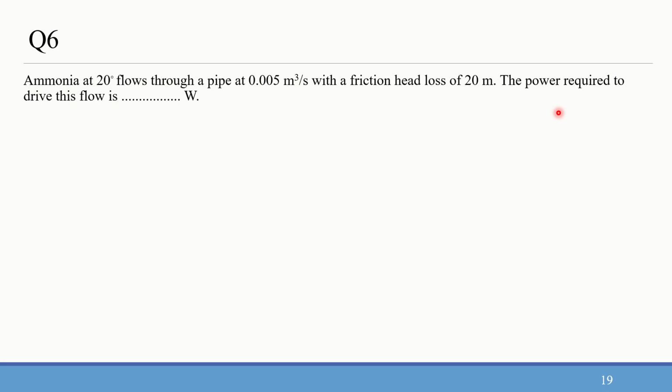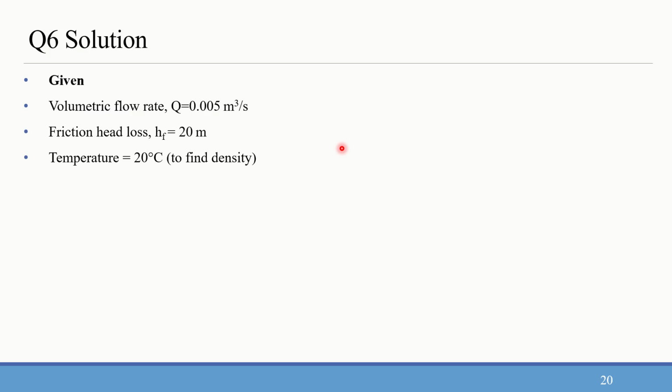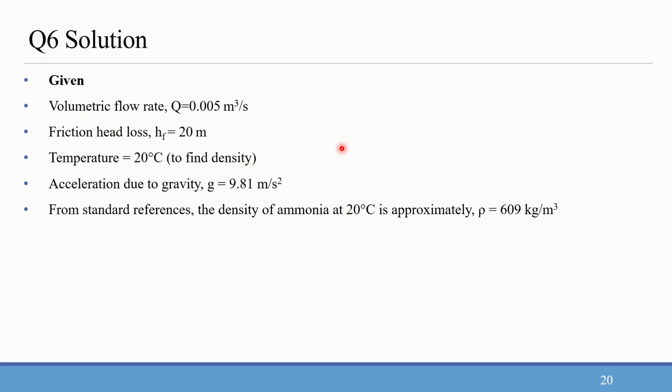So rho we need to find for ammonia at 20 degrees Celsius. Q is given, g we know, hf is given. So first we need to find out the density. Given is the volumetric flow rate Q, 0.005 meter cube per second. Second, the friction head loss hf is 20 meters, and the temperature is 20 degrees Celsius to find density. And acceleration due to gravity g is given as 9.81 meter per second square. From standard reference, the density of ammonia at 20 degrees Celsius is approximately 609 kg per meter cube.